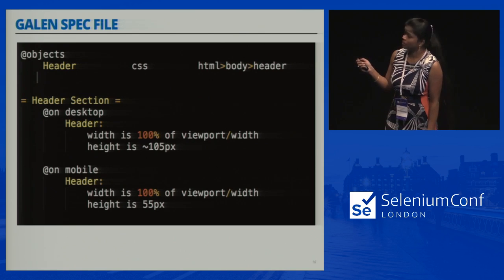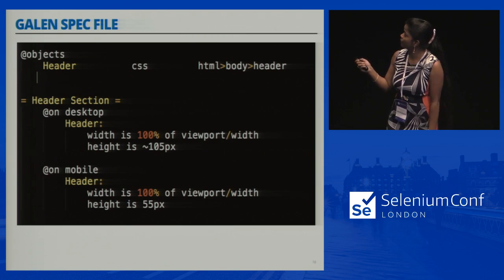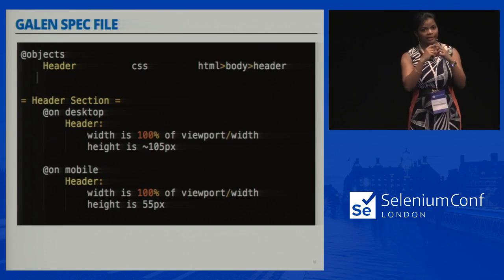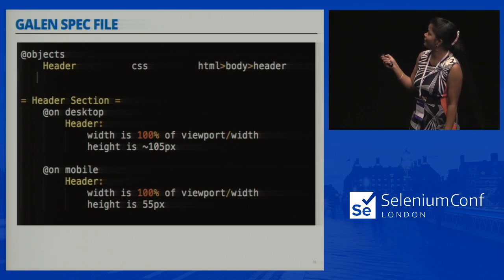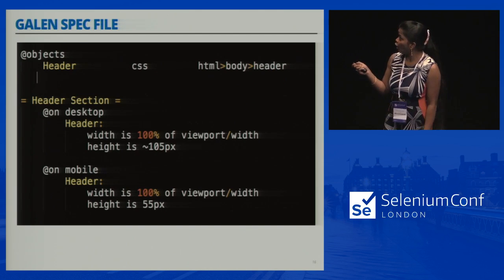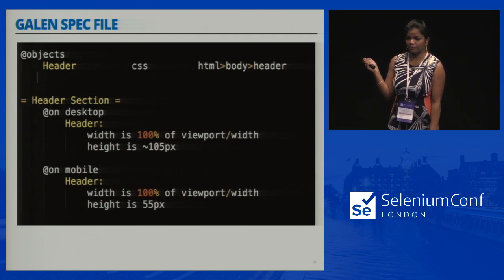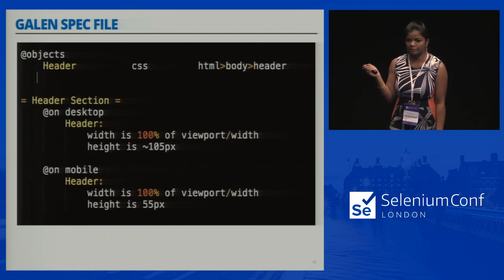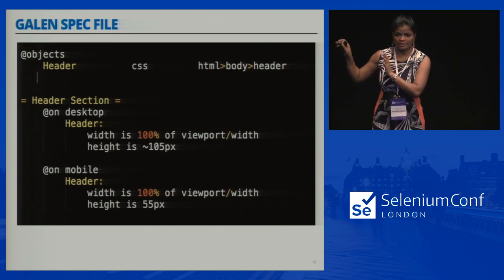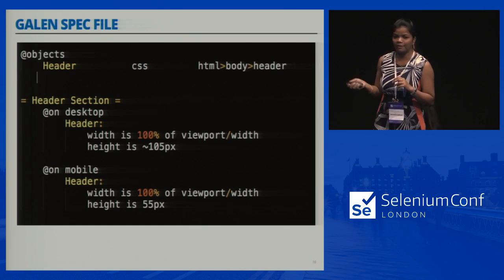And I said, on desktop, my header, which I have defined here, its width is 100% of the viewport. The header should be 100%, and its height is approximately 105 pixels, right? And if it's on mobile, the same header has width 100% of the viewport, but the height is just 55 pixels. I don't want my header to be 100 pixels, which would cover half of my screen. So this is simple, right? You understood how simply we can write the spec file.